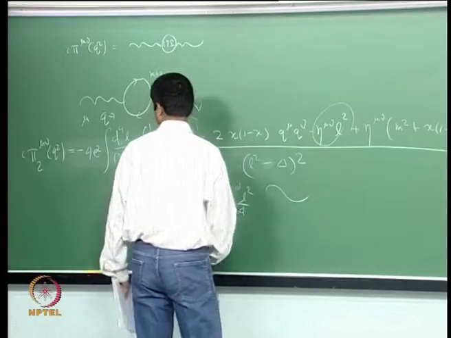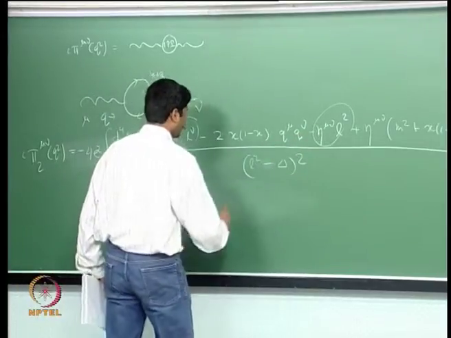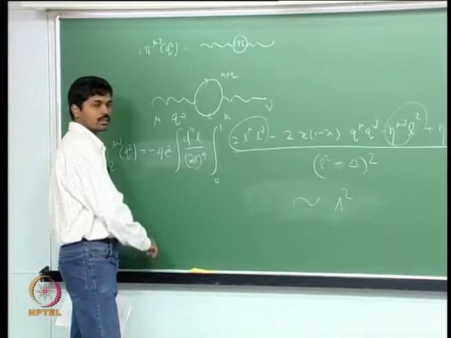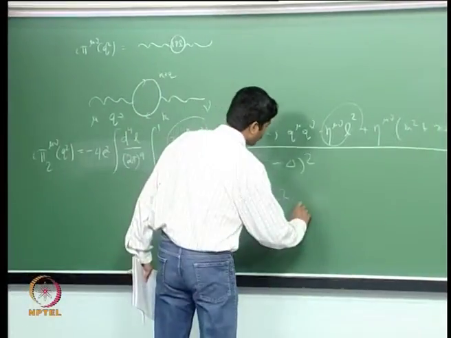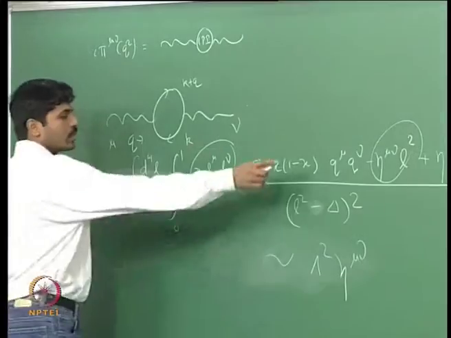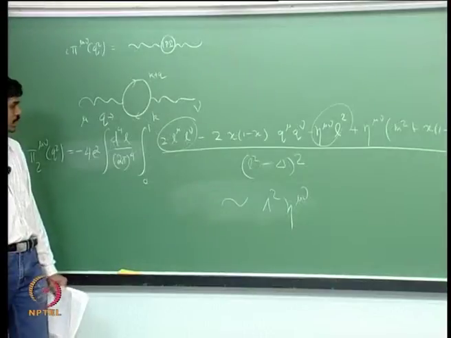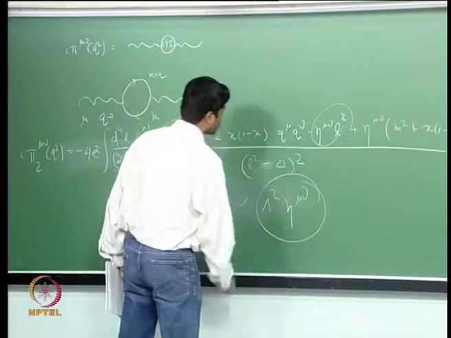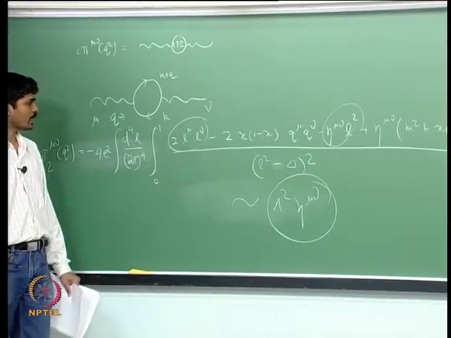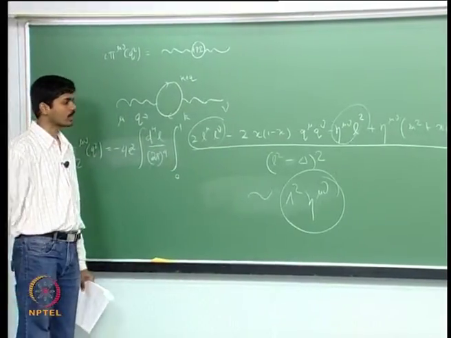When you evaluate this integration, the contribution from these two terms will go like lambda square, where lambda is the cutoff introduced. So you have lambda square eta mu nu, which is actually quadratically divergent. What is worse is that when you use this regularization, that is, when you introduce a cutoff lambda and evaluate this integration, it does not preserve the Ward identity.